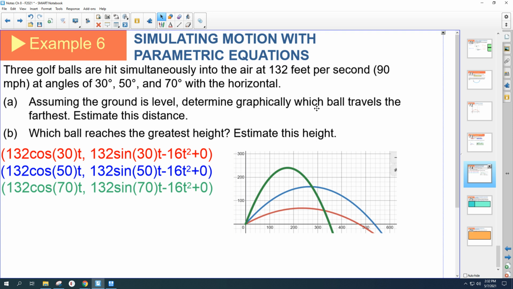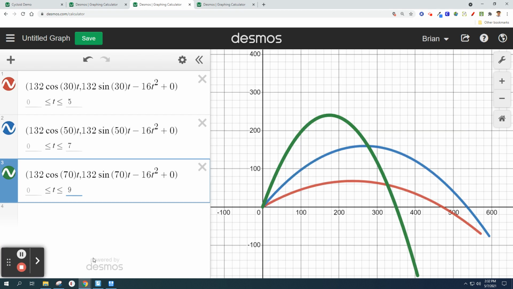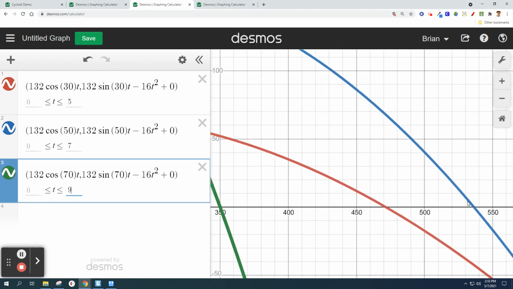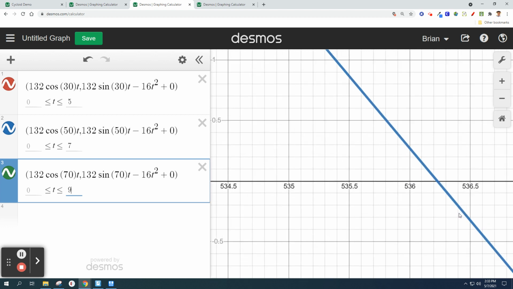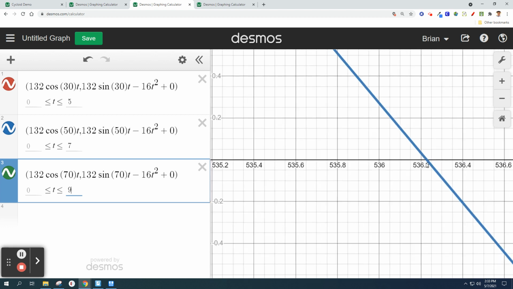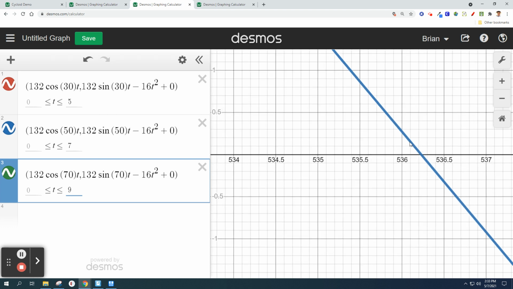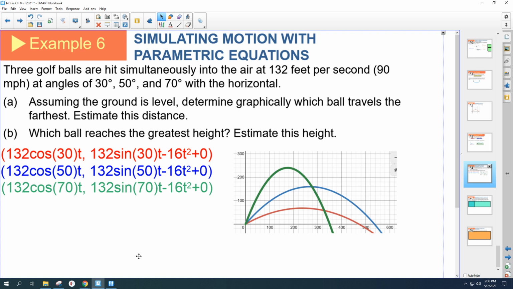Assuming the ground is level, determine graphically which ball travels the farthest. Well, that's definitely the blue one. Estimate this distance. Okay, well, it looks like it's about 520, 540, a little under 540, 538. If you want to get specific, you can zoom in on the blue one. 536.2 or so. Let's just call it 536.